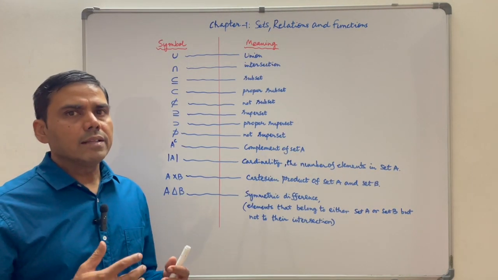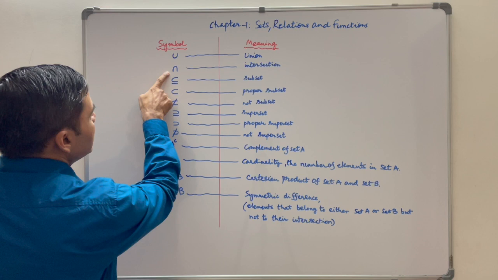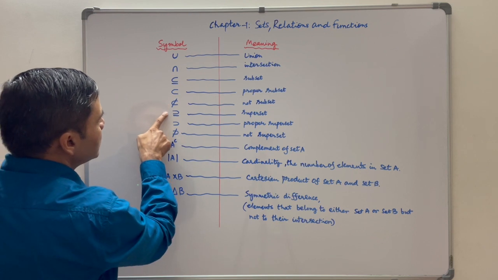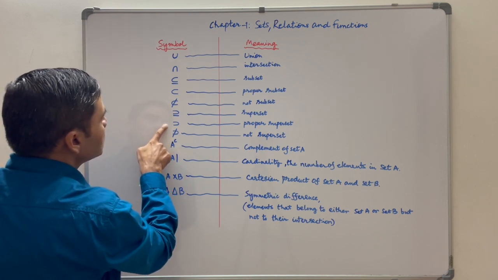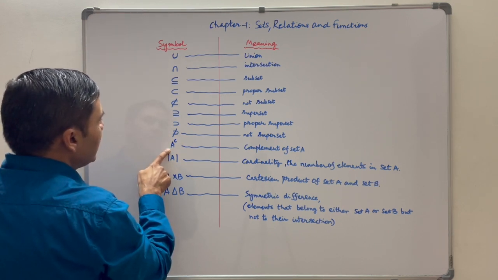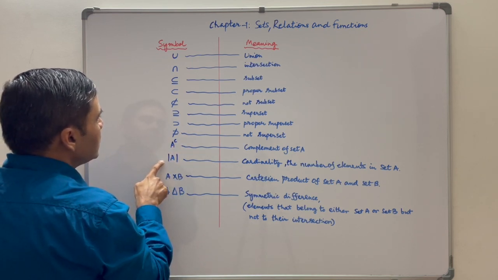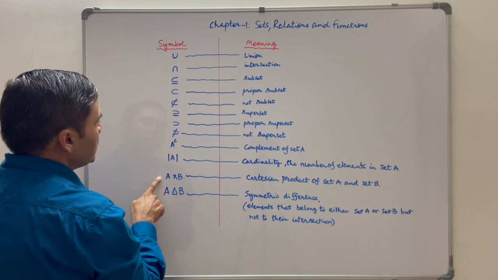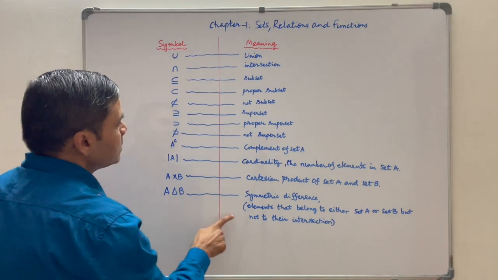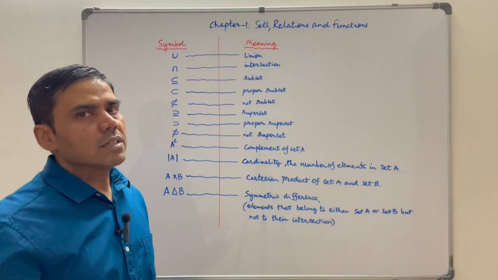Let us take a quick look at the symbols used in sets and their meaning. This is union, intersection, this is subset, this is proper subset, this is not subset, this is superset, this is proper superset, this is not superset, this is complement of set A, A and then as superscript written C. This is cardinality, means the number of elements in set A. A cross B, Cartesian product of set A and set B. A symmetric difference B, means elements that belong to either set A or set B, but not to their intersection. So this concludes sets.